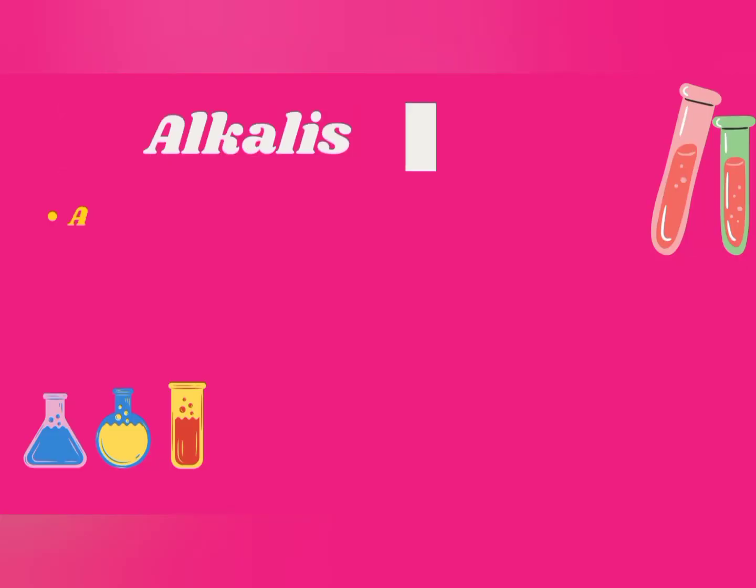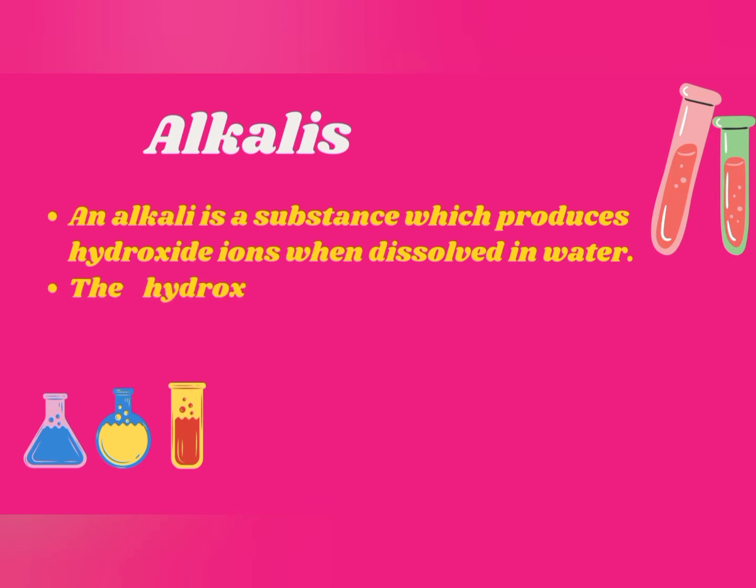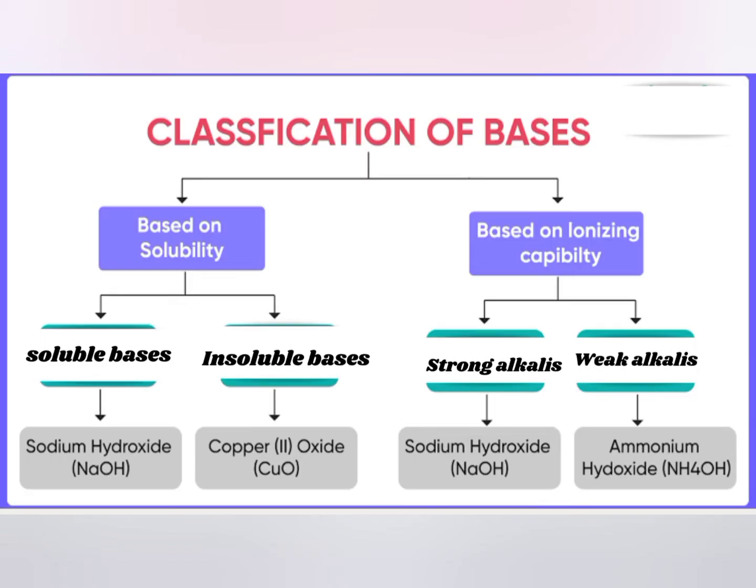So let's look at alkalis. An alkali is a substance which produces hydroxide ions when dissolved in water. And the hydroxide ions give an alkali its basic properties. So the hydroxide ions are what actually make an alkali act as a base. So you note this. Understand this when we talk about the classification of bases.